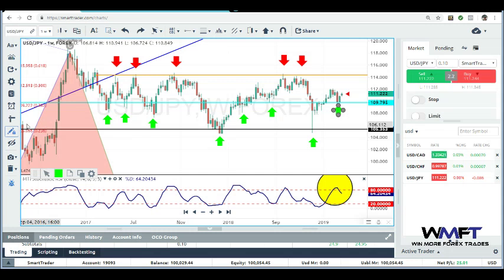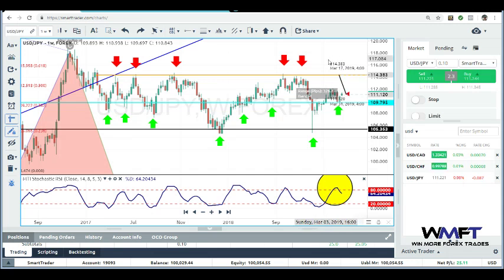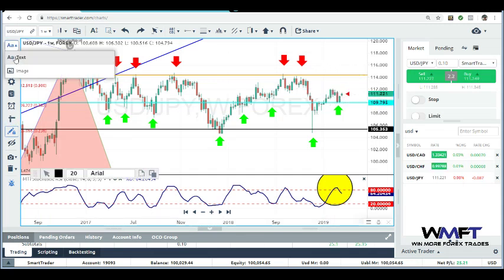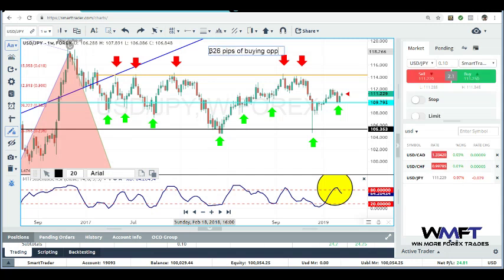Now we're looking to buy this market up until the resistance, which is 326 pips away. So that is 326 pips of buying opportunity. All right.